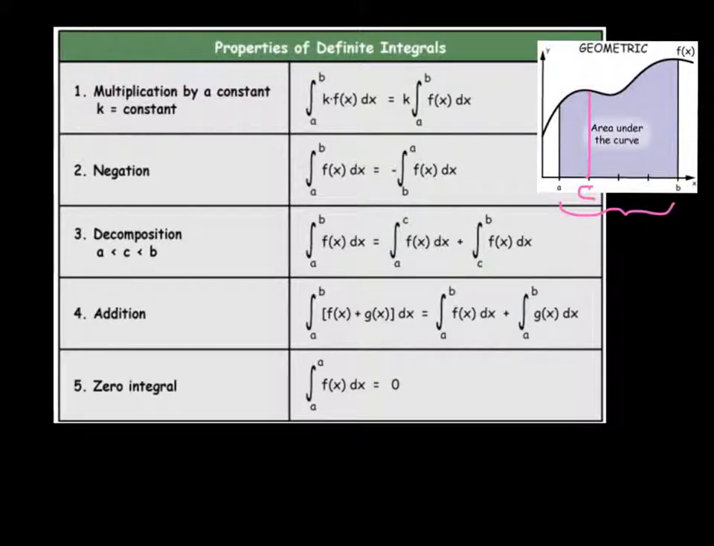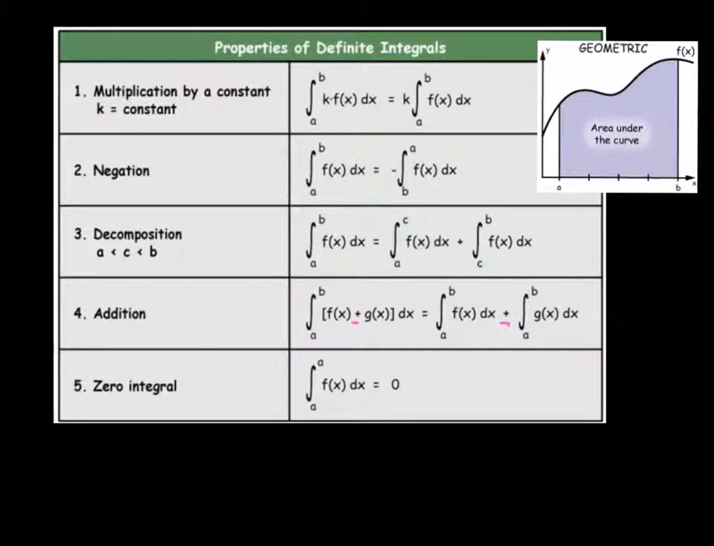Okay, the next one is the addition one. And we actually could say addition or subtraction. So I can go ahead and put a plus or a minus here, and a plus or a minus here.